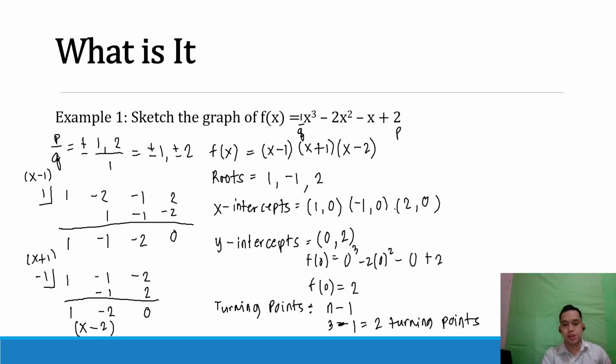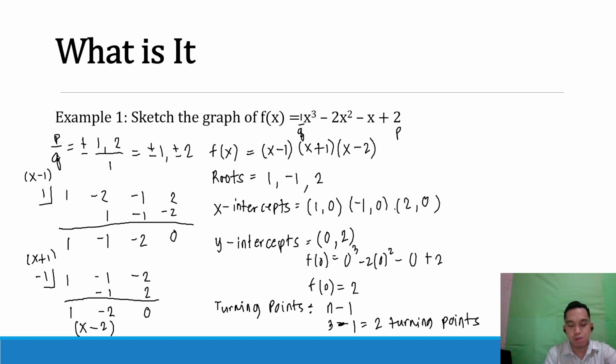Okay, so we have 2 turning points dito sa ating polynomial function. And then, the multiplicity here is odd. Lahat ng ating multiplicity dito ay odd kasi wala naman tayong exponent dito sa ating factors. Okay, di ba finactor na natin yung ating polynomial function? Then we get the roots.